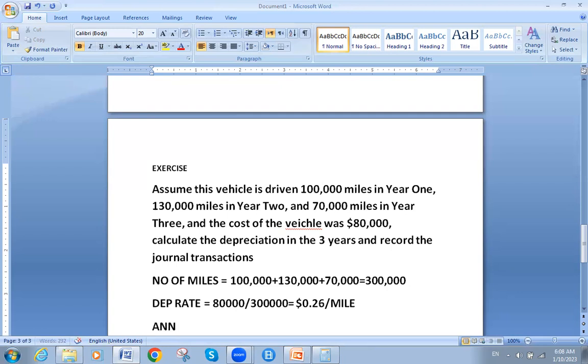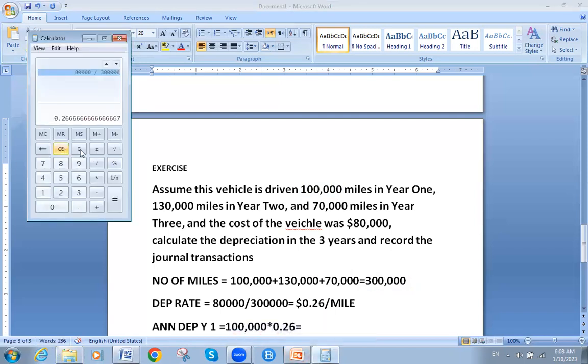Annual depreciation for year one will equal the miles of year one, 100,000, times the depreciation rate, which is 0.26. So that will equal 100,000 times 0.26. Let's go to the calculator. We'll say 100,000 times 0.26, that will equal $26,000.